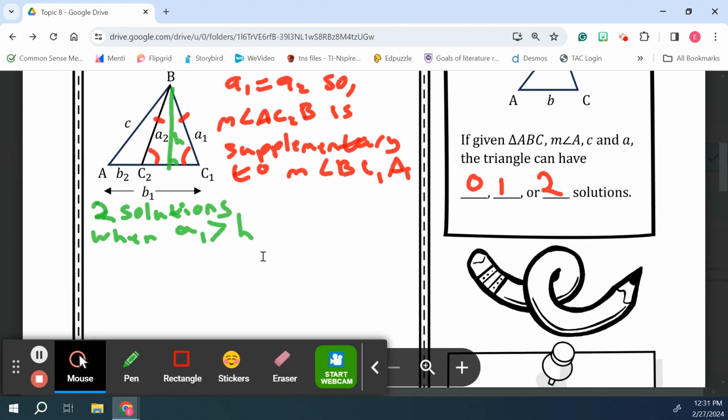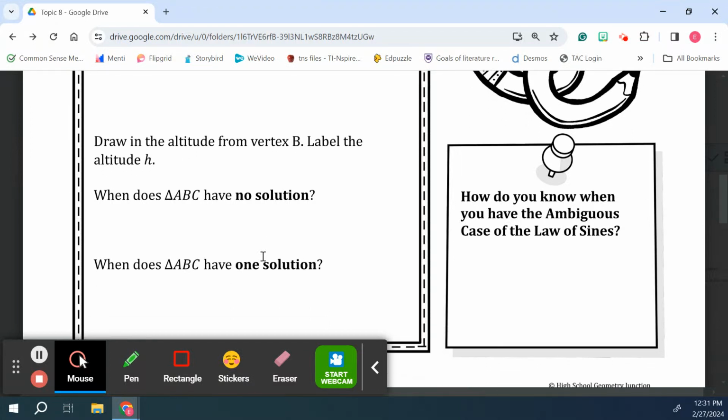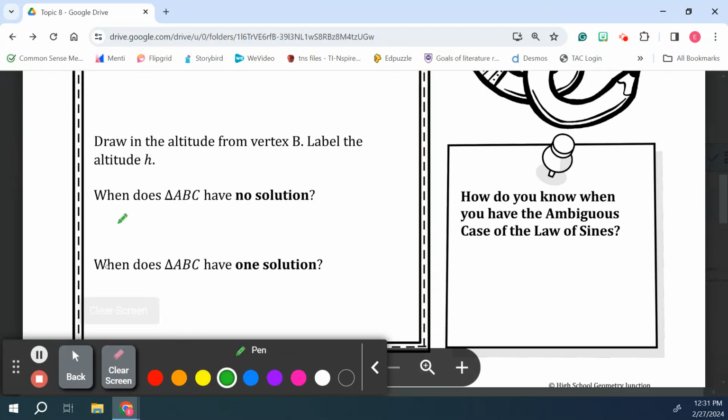Okay. If we look at the next part, so we already drew that altitude, it says when does the triangle ABC have no solution? And that's when A1 is less than H. And then when does it have one solution? When A1 is equal to H.